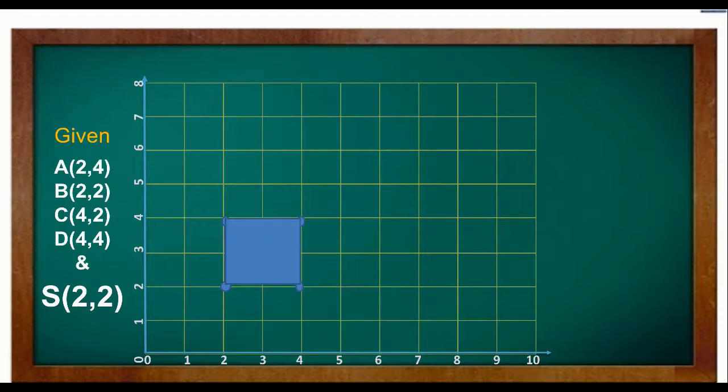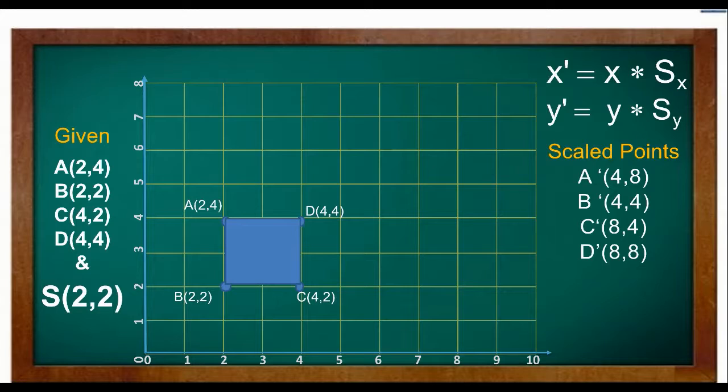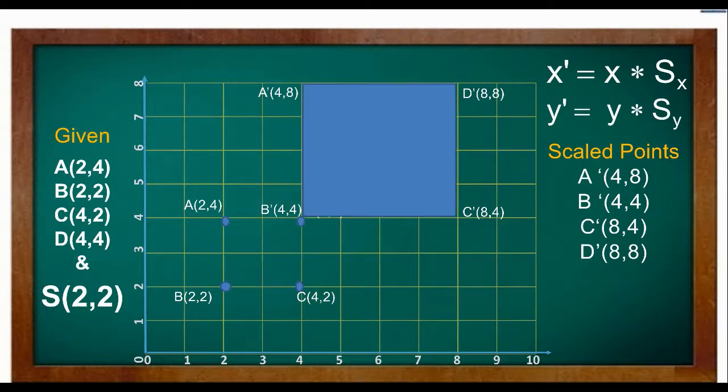So now we are just trying to apply our equation, that is x dash is equal to x into sx and y dash is equal to y into sy. So when you just apply this, we'll be getting the scaled points like this. So we can just move the object to the scaled points. Here automatically the size is changed. So this we call it as scaling.